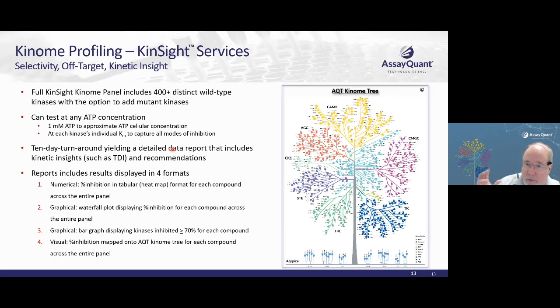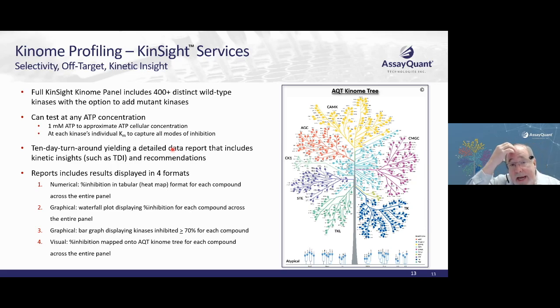It gives you a table with a heat map with all of the kinases and the percent inhibition you get against each of those kinases in tabular form. We also give you a waterfall plot, which basically goes from the strongest hit kinases all the way down to the weakest hit kinases. That quickly gives you an impression of the selectivity. And for any of the most potent kinases, we supply a bar chart that details the percent inhibitions. And then, of course, you get this tree, so you can look across the entire panel and get a visual representation of this.